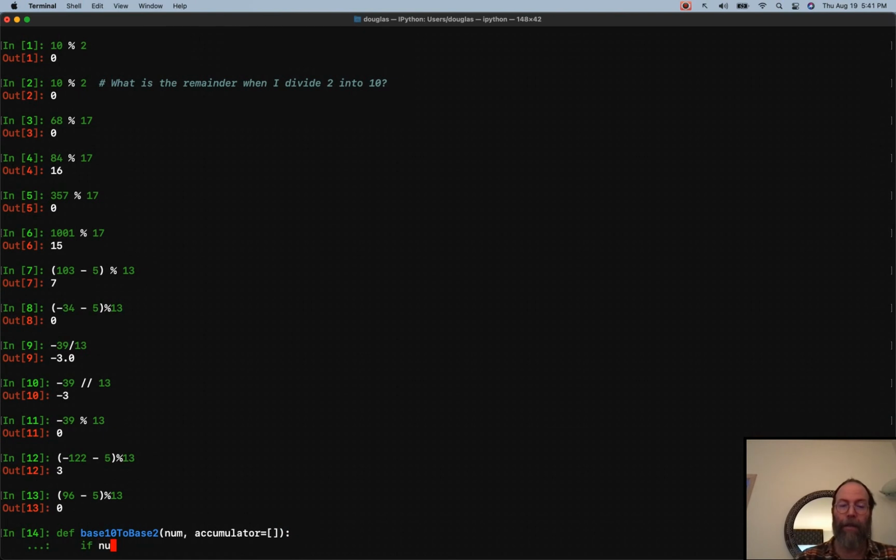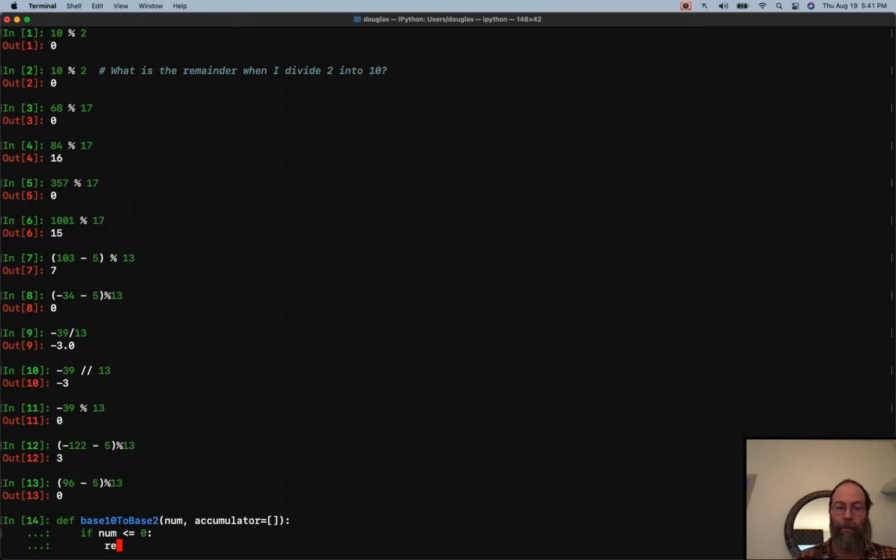So if the number is less than or equal to 0, then we're going to return the accumulator. Because once you reach 0, or if you're dealing with a floating point number, which you really shouldn't be entering as an argument anyway, the num is eventually going to be less than 0, but really it should be equal to 0. So if it's equal to 0, you've reached the end of the algorithm, and you're going to return the accumulator.